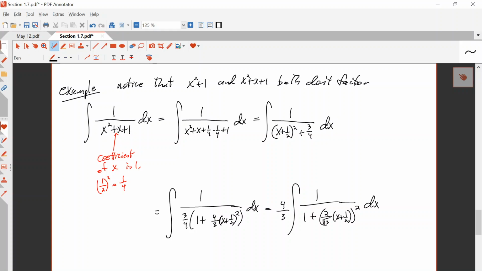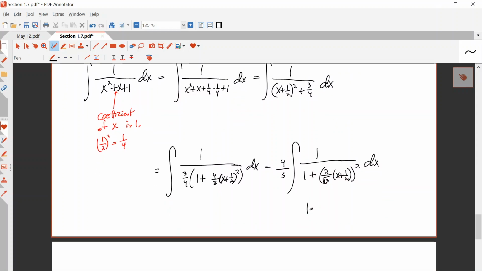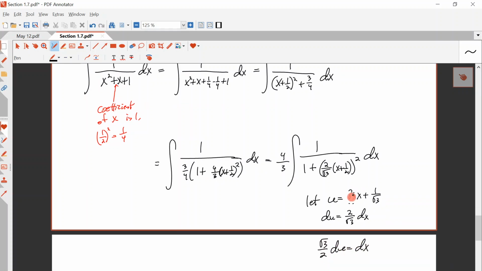So now to finish this out, let u equal this, just like we did in the last example. Let u be equal to this linear polynomial. So what is this? 2 over root 3 x plus, so that becomes 1 over root 3 if you multiply this through. So then du is 2 over root 3 dx. So root 3 over 2 du is dx.